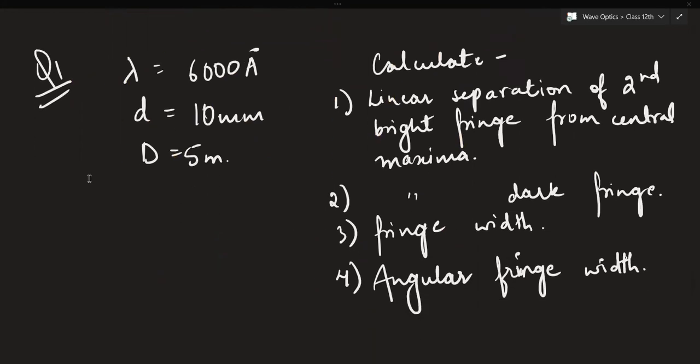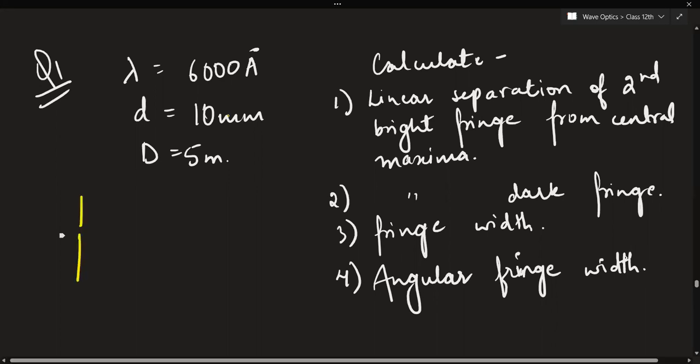See, this question I was mentioning, there was a figure actually given. I have written the data that was given. Lambda, the wavelength of the wave, is 6,000 angstrom. Separation between both the slits is 10 millimeters. Capital D is 5, meaning this separation is 10 mm, and if this is the screen, then this is 5 meters.